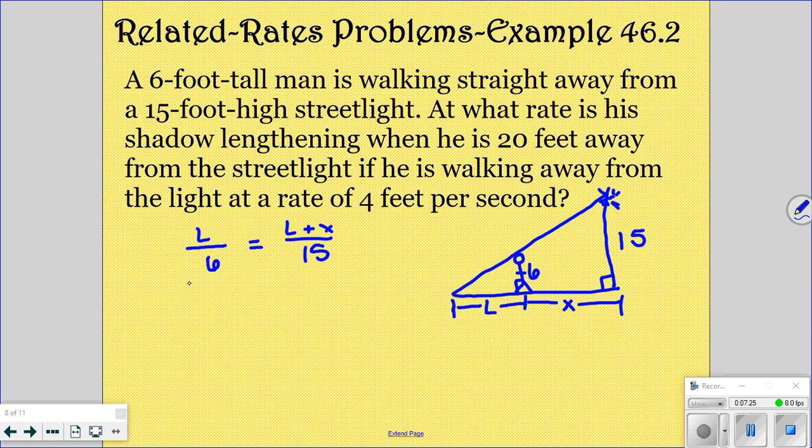You can set up the proportion a different way if you would rather. But if you cross multiply, you'll get 15L equals 6L plus 6X, and then 9L equals 6X. Okay, so that's our equation. We want to use the 6 and the 15 because the height of the man and the height of the streetlight don't change. Same thing as why we used the 13 on the ladder, because the length of the ladder did not change.